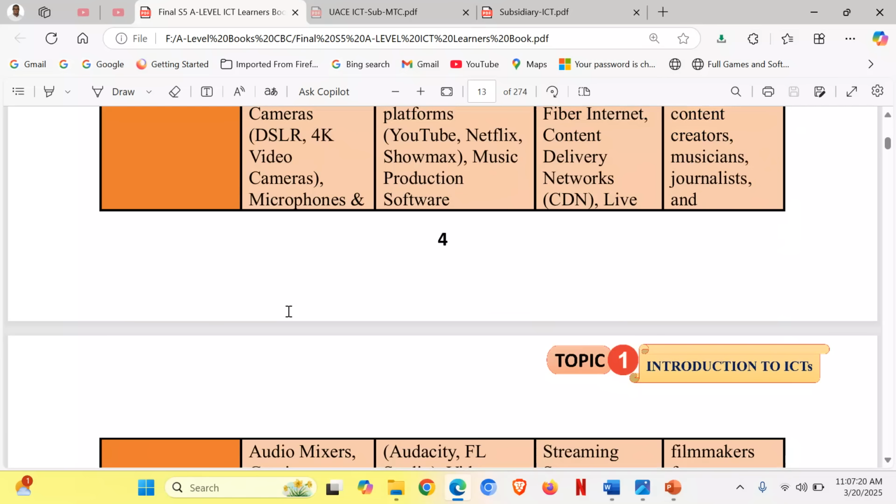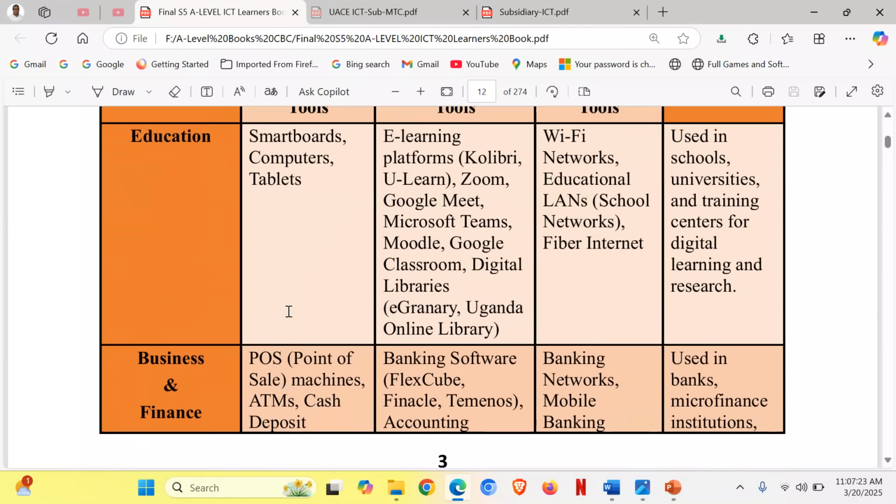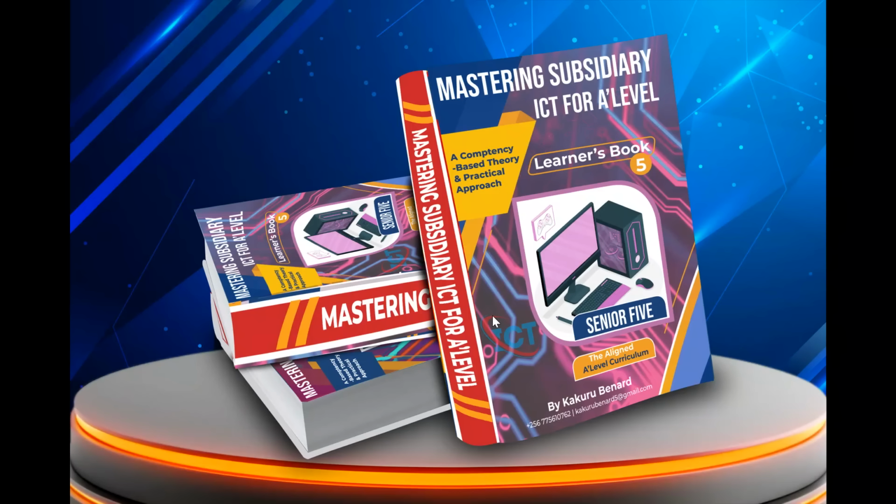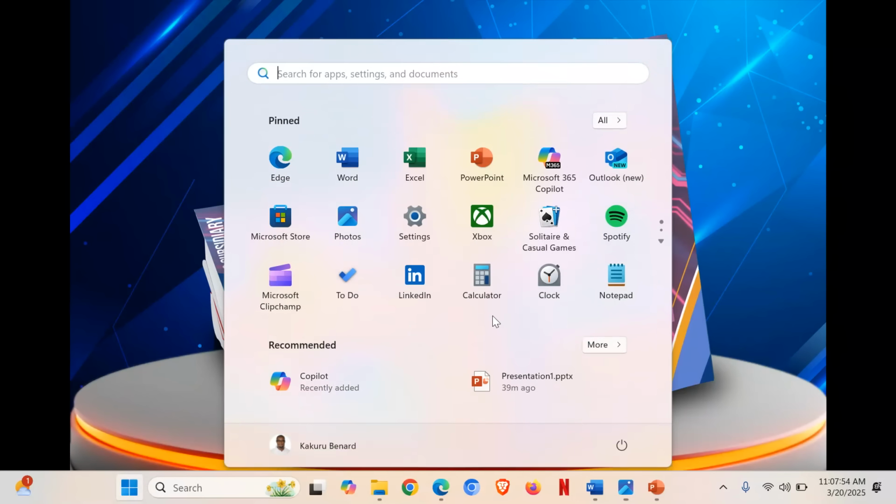So here we have gone into so much detail when it comes to identifying and discussing ICT tools in different fields. Please grab a copy of this book, Mastering Subsidiary ICT Learner's Book 5, a competence-based theory and practical approach. The book covers both theory and practical, step by step, as we have seen from the preface. It is for Senior 5, aligned to the A-level curriculum.